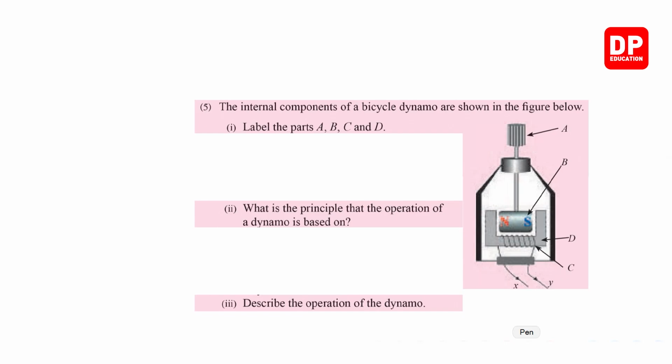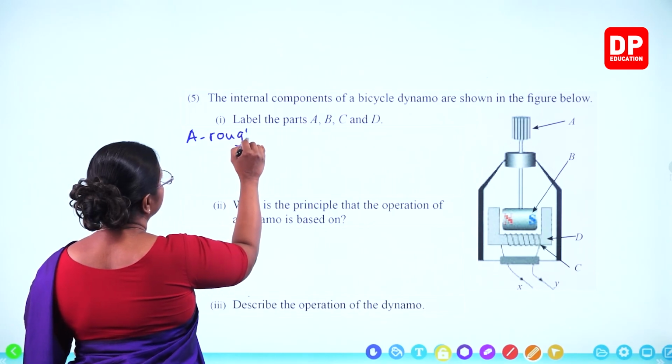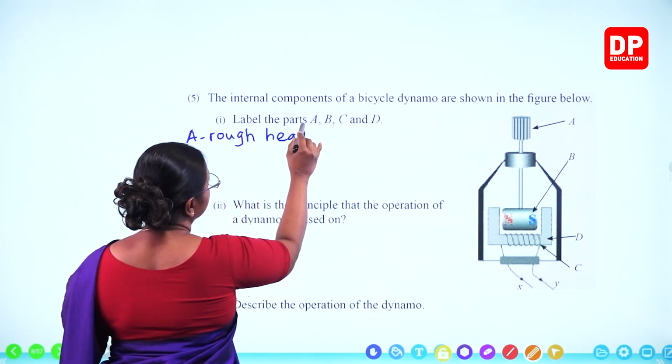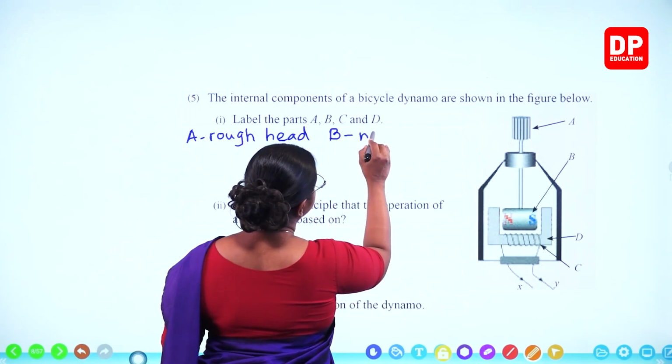The first part, label the parts A, B, C and D. So we have said A is the rough head. Then B is the magnet.